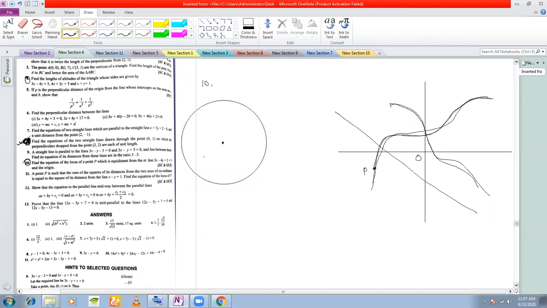If you consider this point as the center of the circle, O, and if you consider this point P, how does this point P move on this locus? Point P moves on this locus in this manner, right? The distance between O and P remains constant.